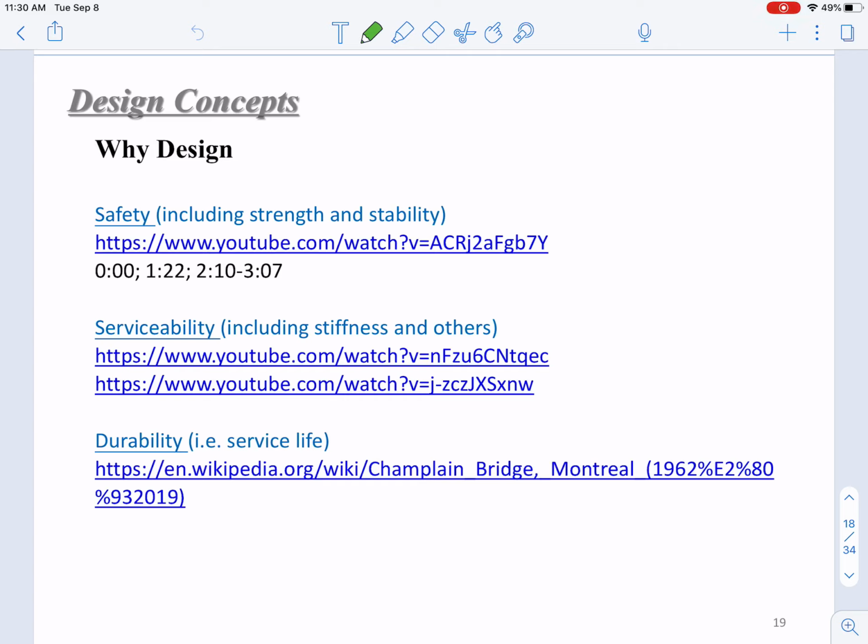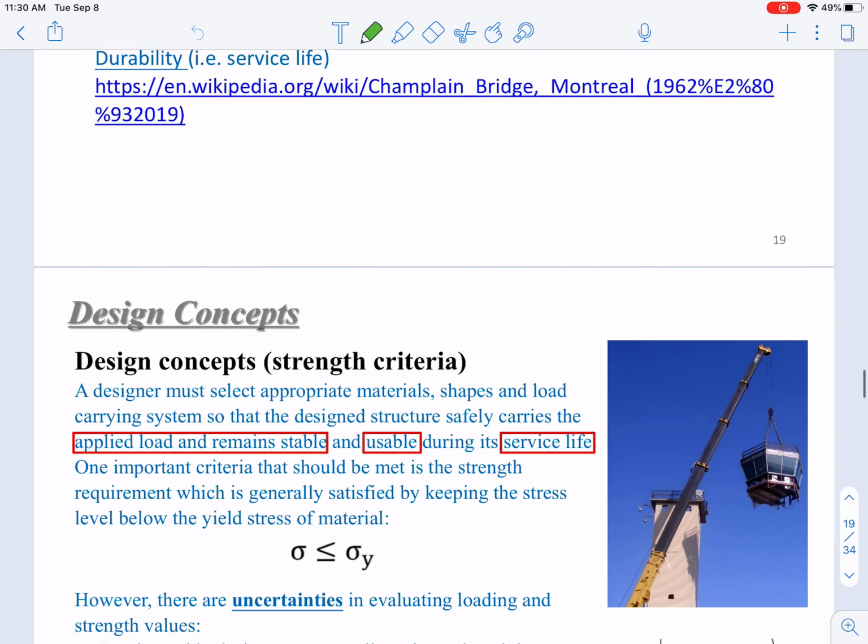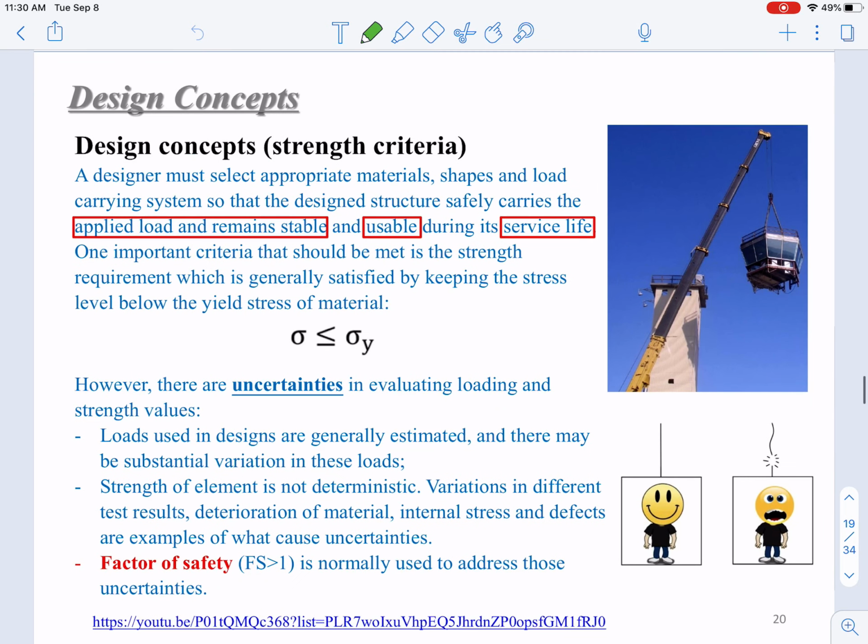Okay. Here I have provided several links guiding you to YouTube videos and articles showing you examples of bad safety design, bad serviceability design, and bad durability design. Make your own time to watch the videos and read the article so that you can understand these 3 concepts better. Here in this chapter, we'll only talk about one of these 3 criteria, that is the safety or strength criteria.